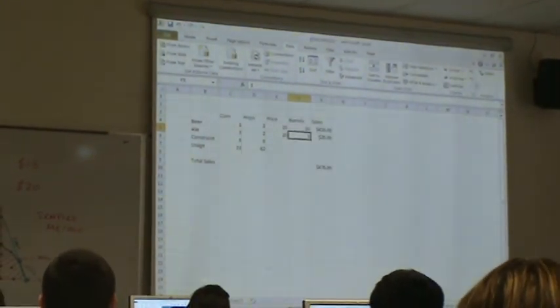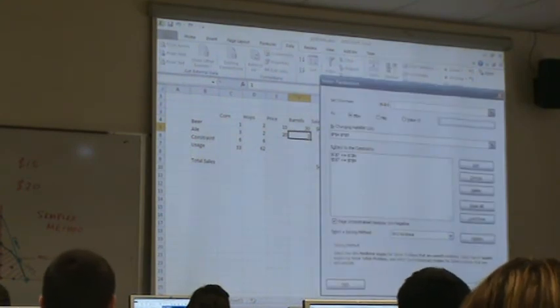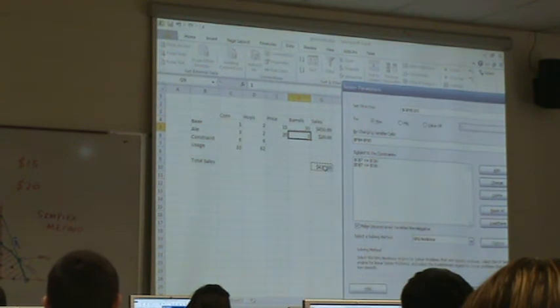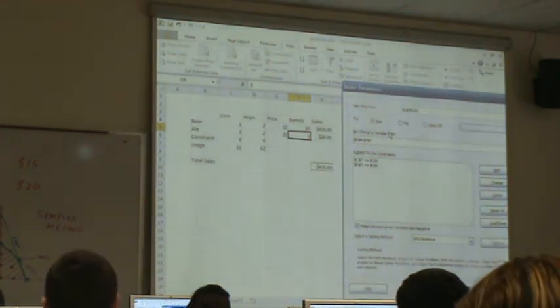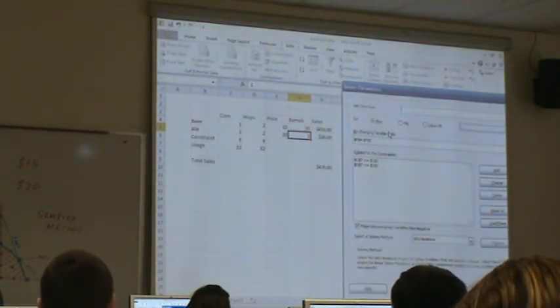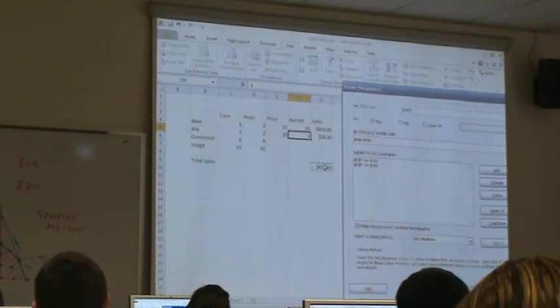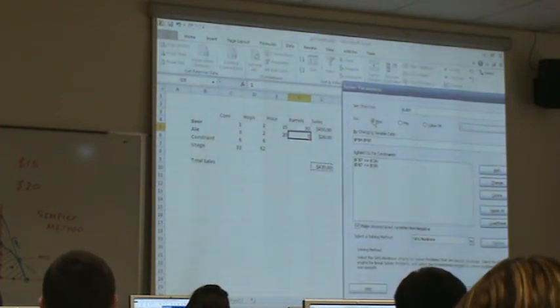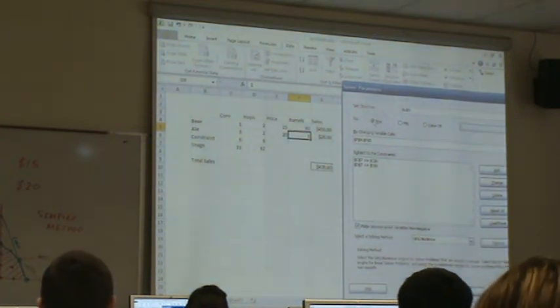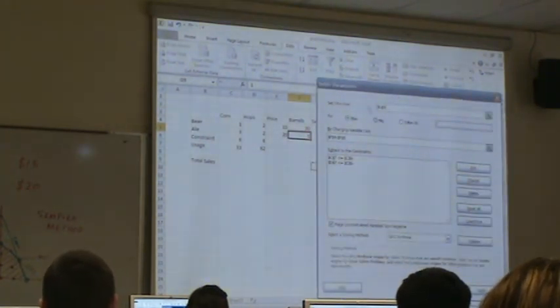Oh, sorry. And we're going to say that this box, G9, which is this one over here, should be maximized. And now what we can do is add constraint after constraint after constraint if we want.